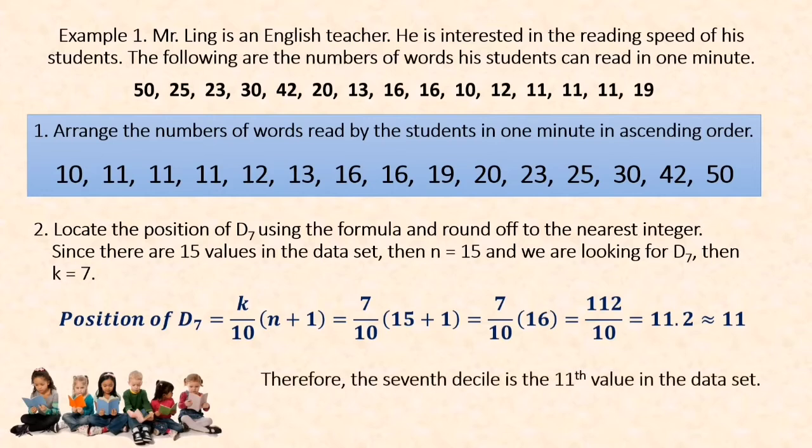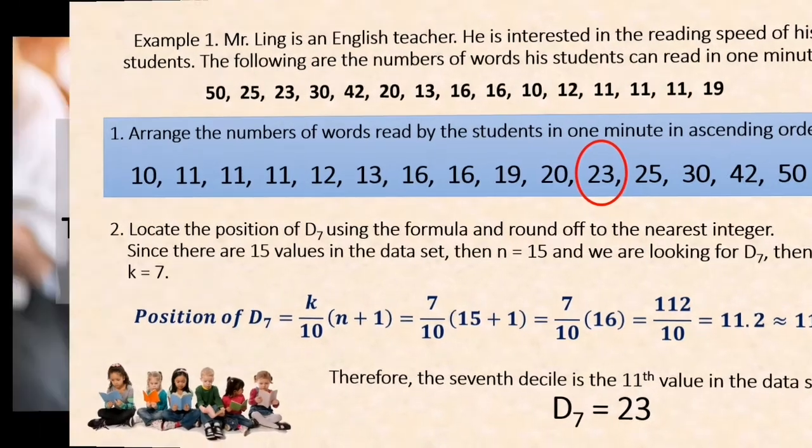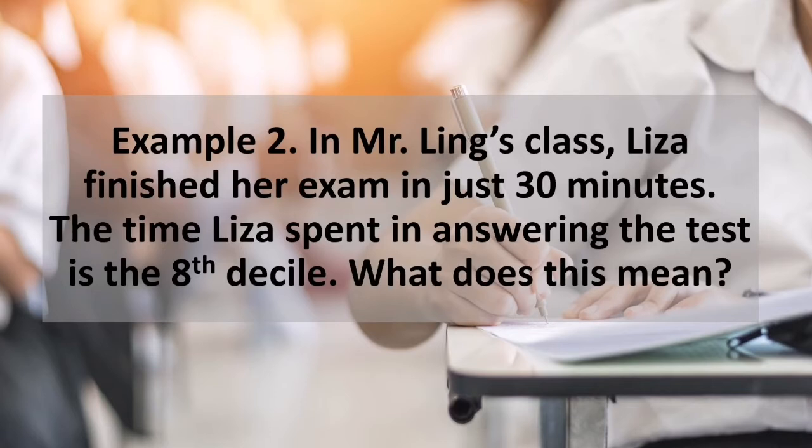Now going back to our ordered set of values, the 7th decile is the 11th value in the data set, and that is 23. Therefore, the 7th decile is equal to 23. You already know how to compute a decile value. Now let's try another one.